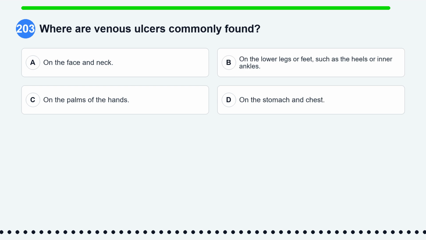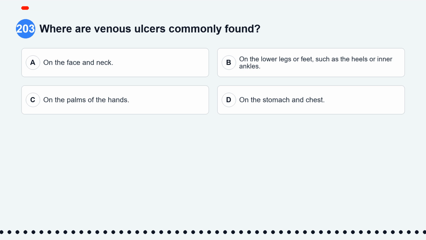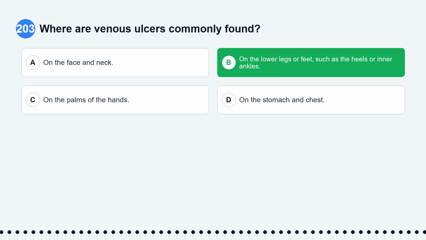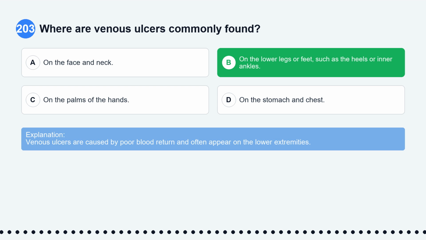Question 203. Where are venous ulcers commonly found? Option A, on the face and neck. Option B, on the lower legs or feet, such as the heels or inner ankles. Option C, on the palms of the hands. Option D, on the stomach and chest. The correct answer is option B, on the lower legs or feet, such as the heels or inner ankles. Venous ulcers are caused by poor blood return and often appear on the lower extremities.